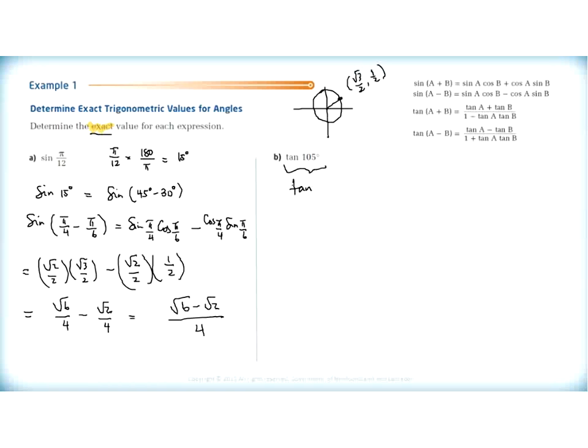135 subtract 30 will give me 105. That'll work. Or I can do 60 plus 45. That will also work. 60 plus 45 is 105, or 135 subtract 30 is 105. Either of these will give me the exact value for the expression. I'm going to use plus this time, only because I used subtract the last time. That's the only reason why.